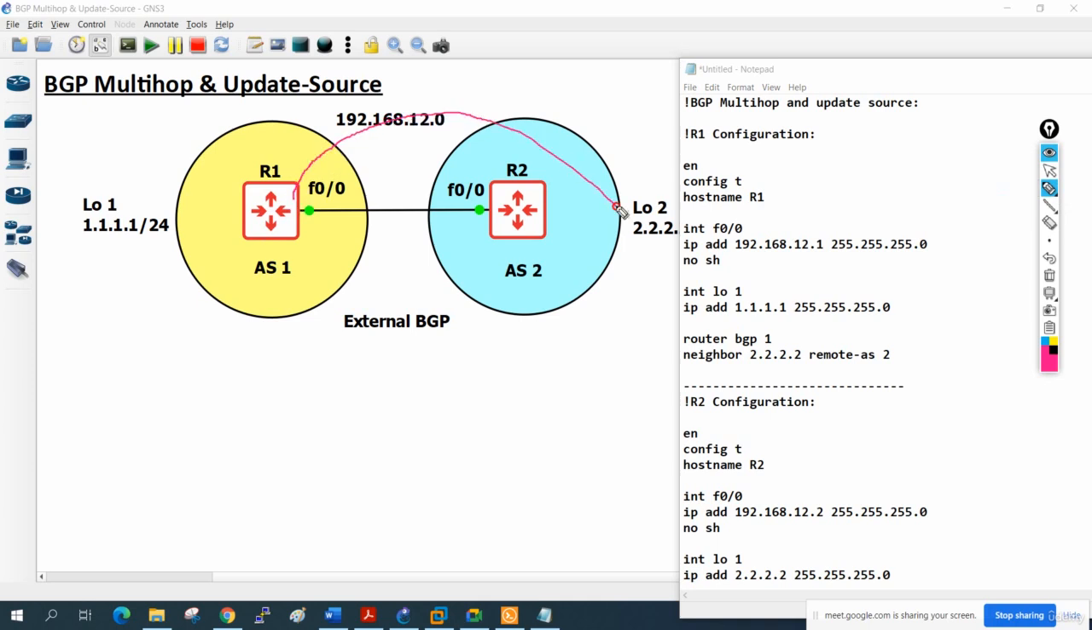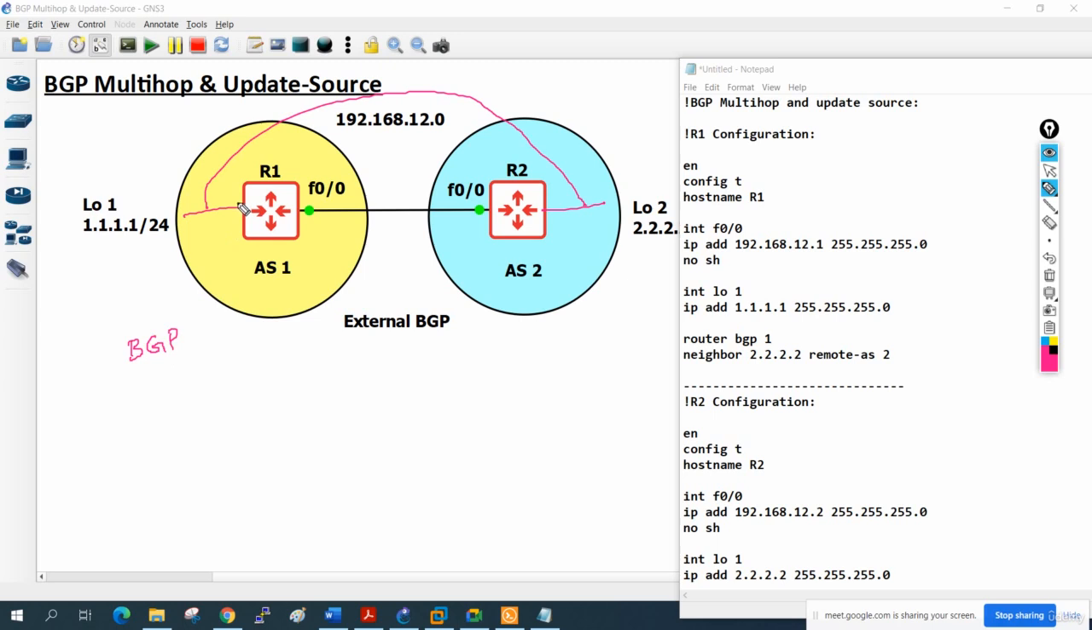But we need to make sure that if you are able to ping from here to this neighbor, then only you can make the neighborship. We need to remember, whenever we are configuring eBGP, we should have the access. Then only we can configure eBGP, iBGP. I am making the neighborship from this loopback to this loopback. If I am reachable, then only neighborship will form. If I am not reachable, then neighborship will not form.